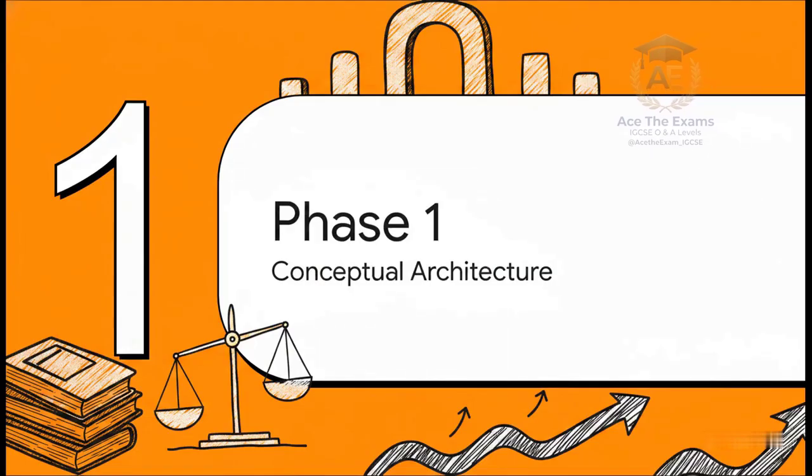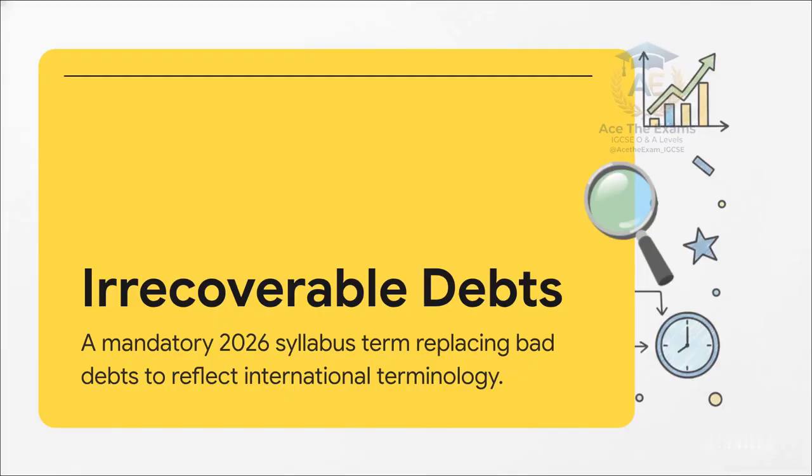Okay, let's dive into Phase 1, Conceptual Architecture. Before we touch a single number, we have to talk about vocabulary. This is absolutely crucial. The syllabus dictates a strict transition to modernized international terminology, and if you want that top mark, you must use these precise terms. The grading rubrics for the 2026 exams, straight through to the 2028-2030 syllabus updates, are totally unforgiving here. We're no longer accepting outdated phrasing.